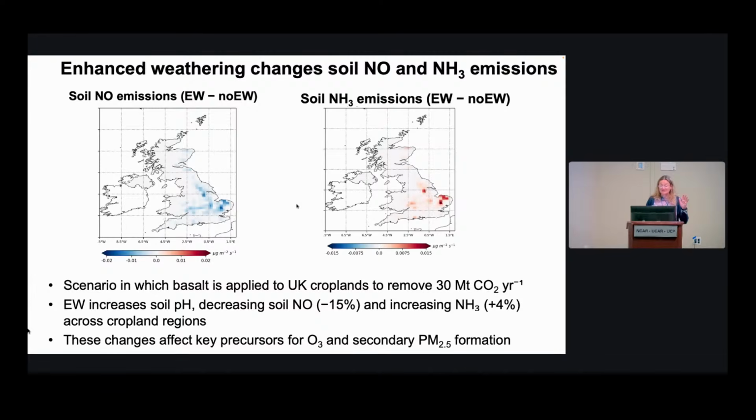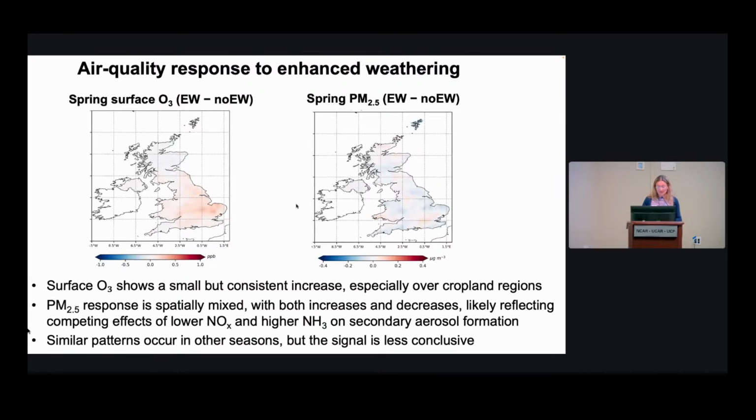So just applying basalt on the UK croplands, we see a decrease in soil nitric oxide, about 15%, and a slight increase of ammonia, about 4%. And those increases and decreases are really localized where the croplands in the UK are. So that will change air quality, and this is what we did with UK MUSICA. So what are the changes in surface air quality?